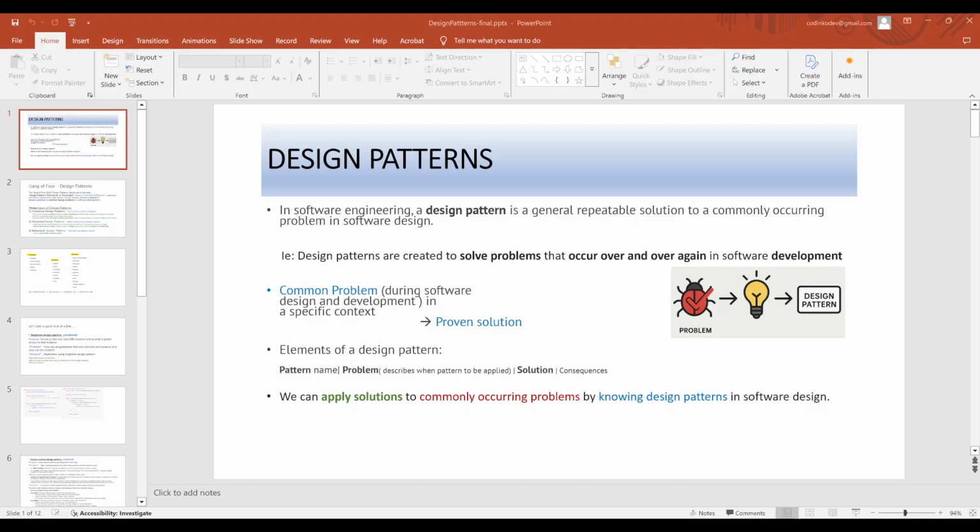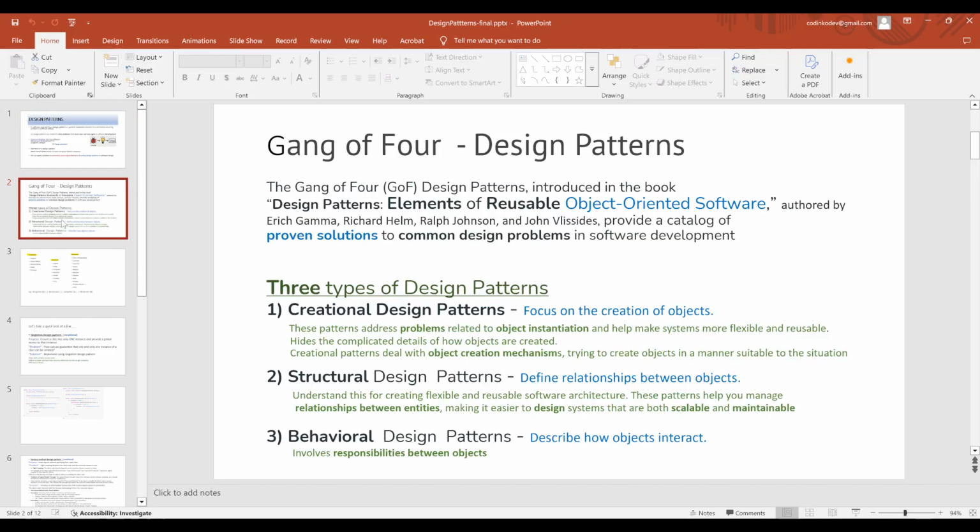So in the series we'll definitely go deep into multiple popular design patterns like singleton, factory, strategy, observer, adapter and more. Also explained with real-world use case diagrams, hands-on code examples and all. Okay, so yeah, we can apply solutions to the commonly occurring problems by knowing the design patterns in software design. So this part is clear for you.